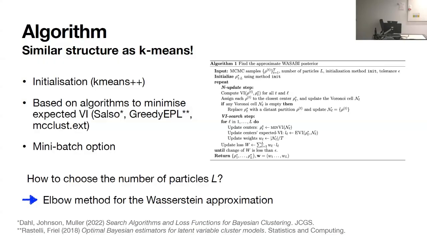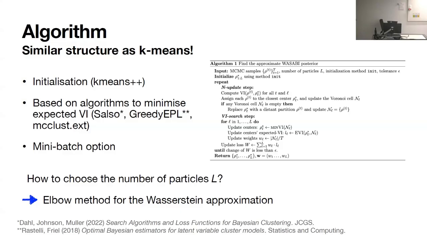We can also make use of things in k-means like mini-batch options to speed up some of these steps as well. And some initialization tricks that are used in k-means. We just abstract them to this more complicated space to help improve the convergence as well.